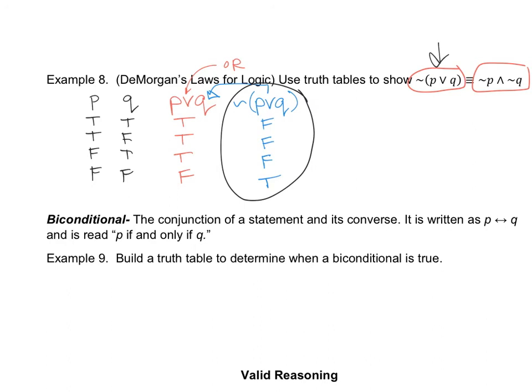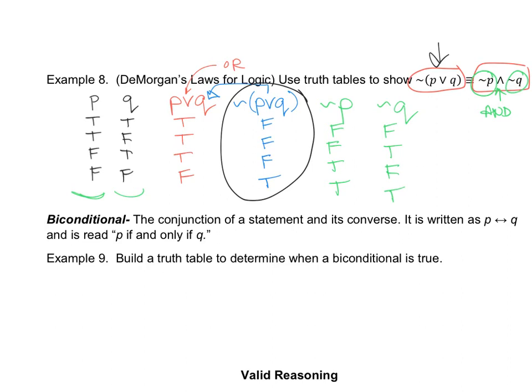Now for the right side, again, it's a conjunction. So we have and, but we're going to and the not P and the not Q. That's what we want to put together. So not P is the opposite truth values of that first column. So false, false, true, true. Not Q is the opposite truth values of the second column. So we'll have false, true, false, true.